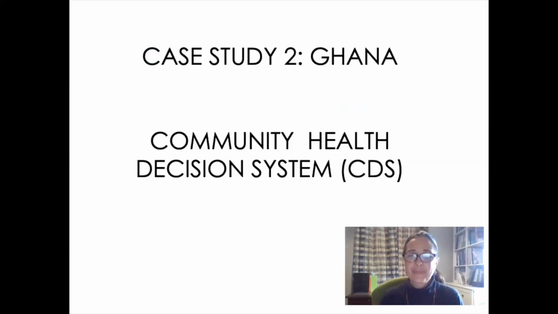But all in all, communities really felt that they had benefited from using health data to analyze the issues in their own community and create an action plan on that data. Let's now look at our second case study. This case study is from Ghana. It is called the Community Health Decision Systems.